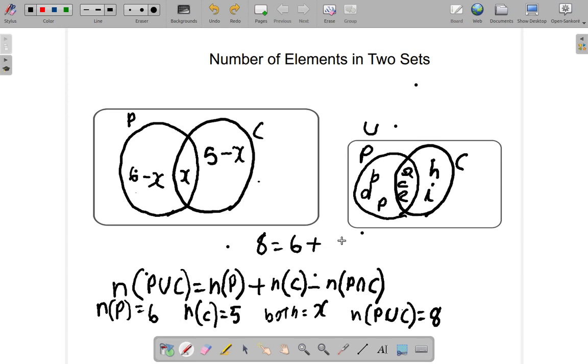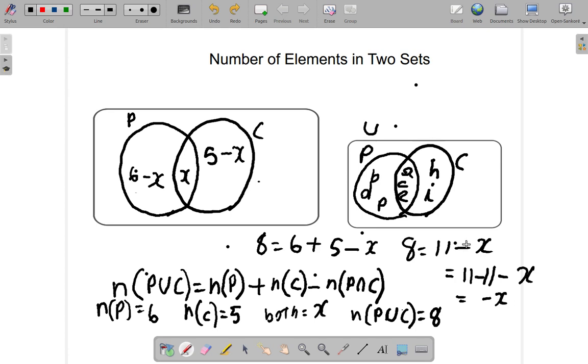The number in C is 5 minus the intersection of x. So what do you say? 8 is equal to 6 and 5, 11 minus x. What you could do here, let's not move the x. You subtract 11 to get rid of the numbers. You don't want any numbers mixed up with the x. So here you say 11 minus x, but how do you get rid of the 11? You subtract 11. 11 minus 11 is 0. So on the right you will have negative x alone.